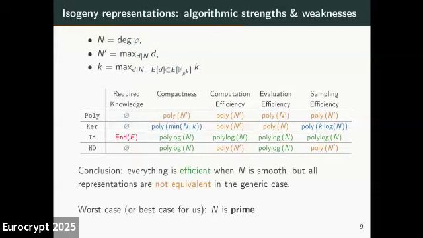And I guess the generic conclusion of this slide and all of this section about isogeny representation is that in the generic case, and the worst case is actually when n is prime, all these representations are really not equivalent to one another from an algorithmic point of view. And this is what we are going to try to exploit to build this VUF construction. And the best case for us is going to be n prime, so this is what I'm going to use for the rest of the talk.